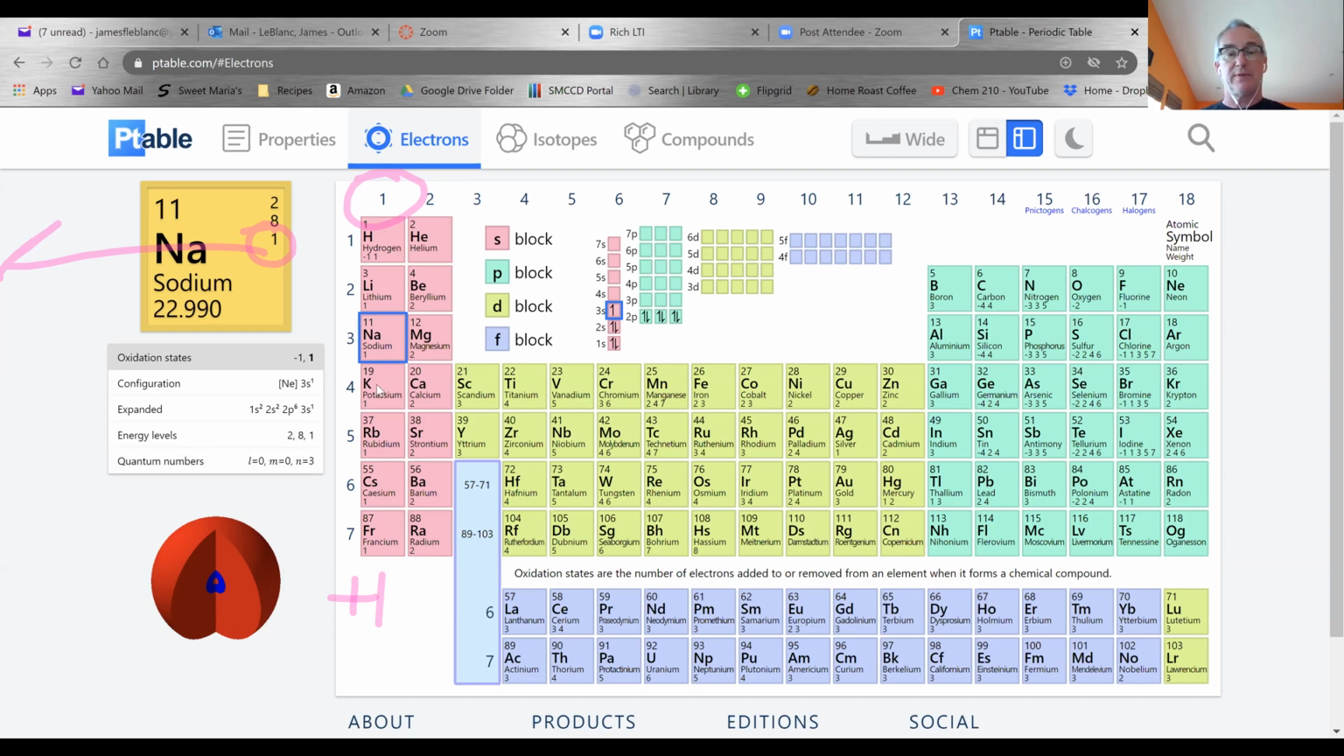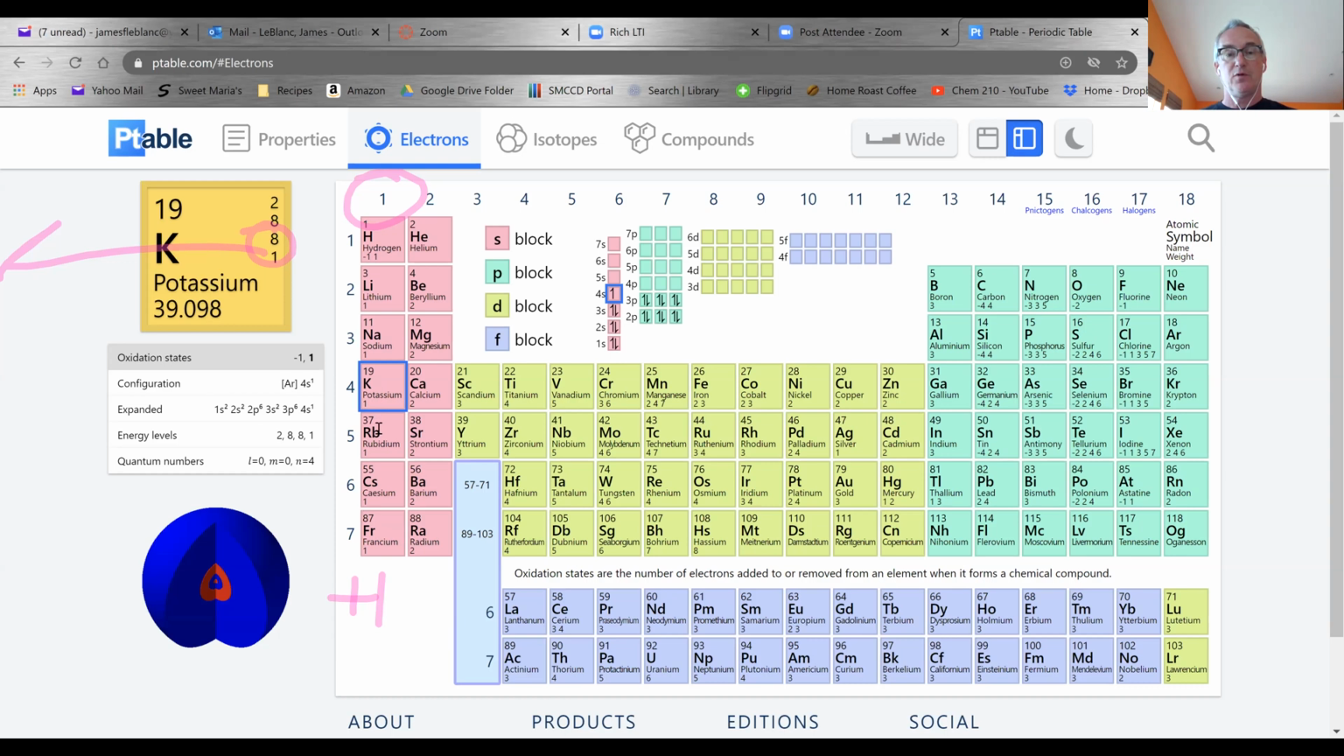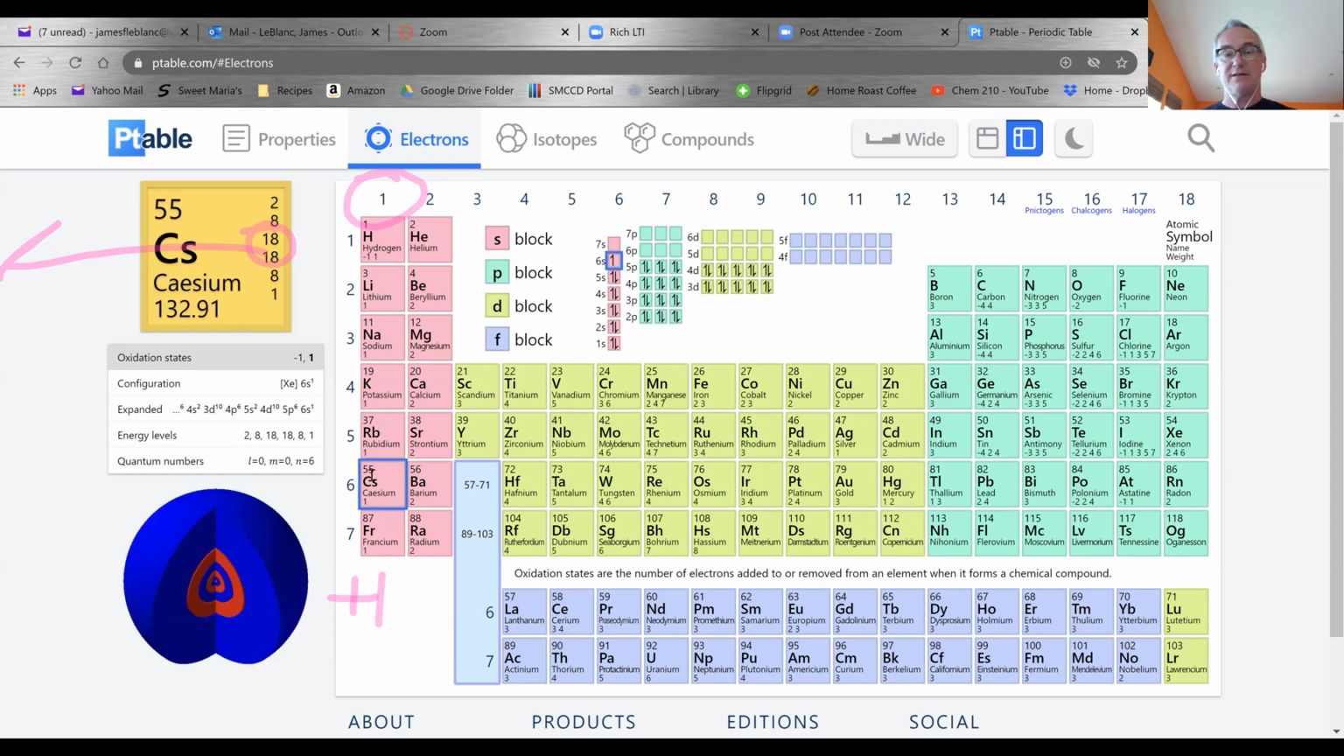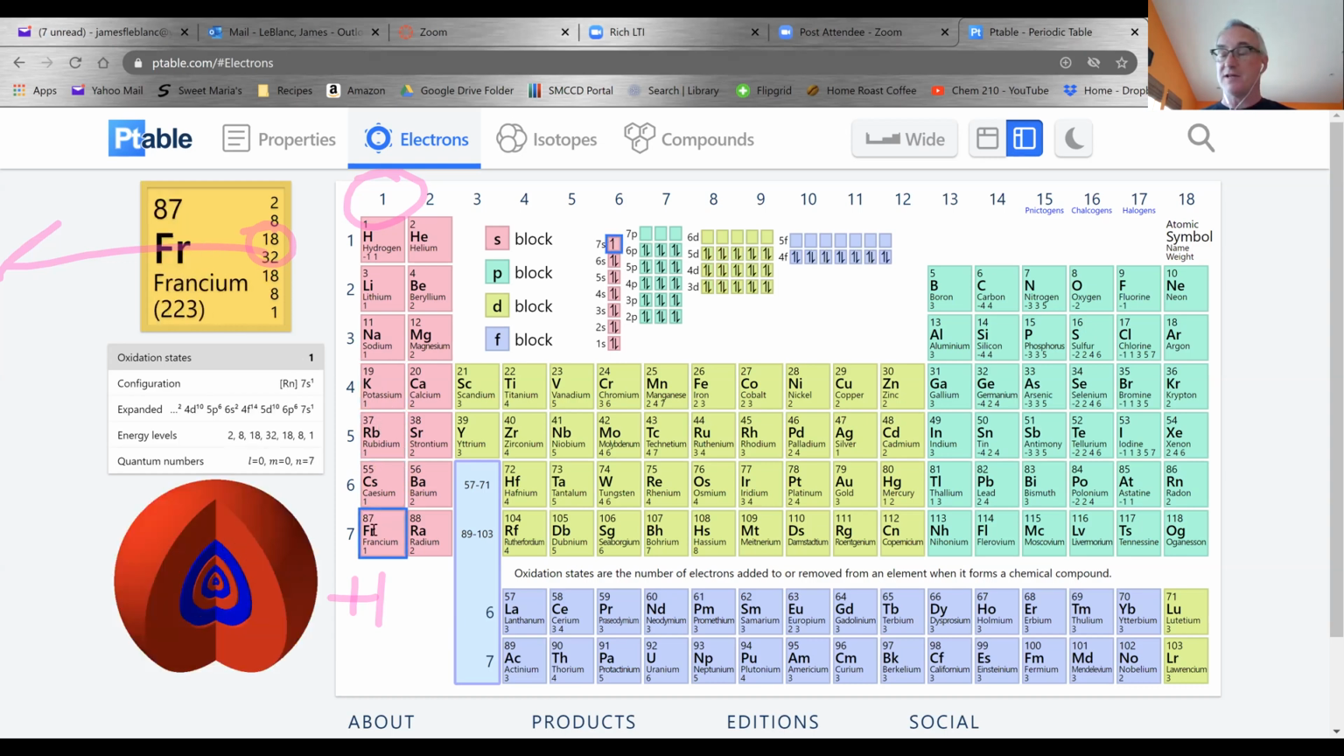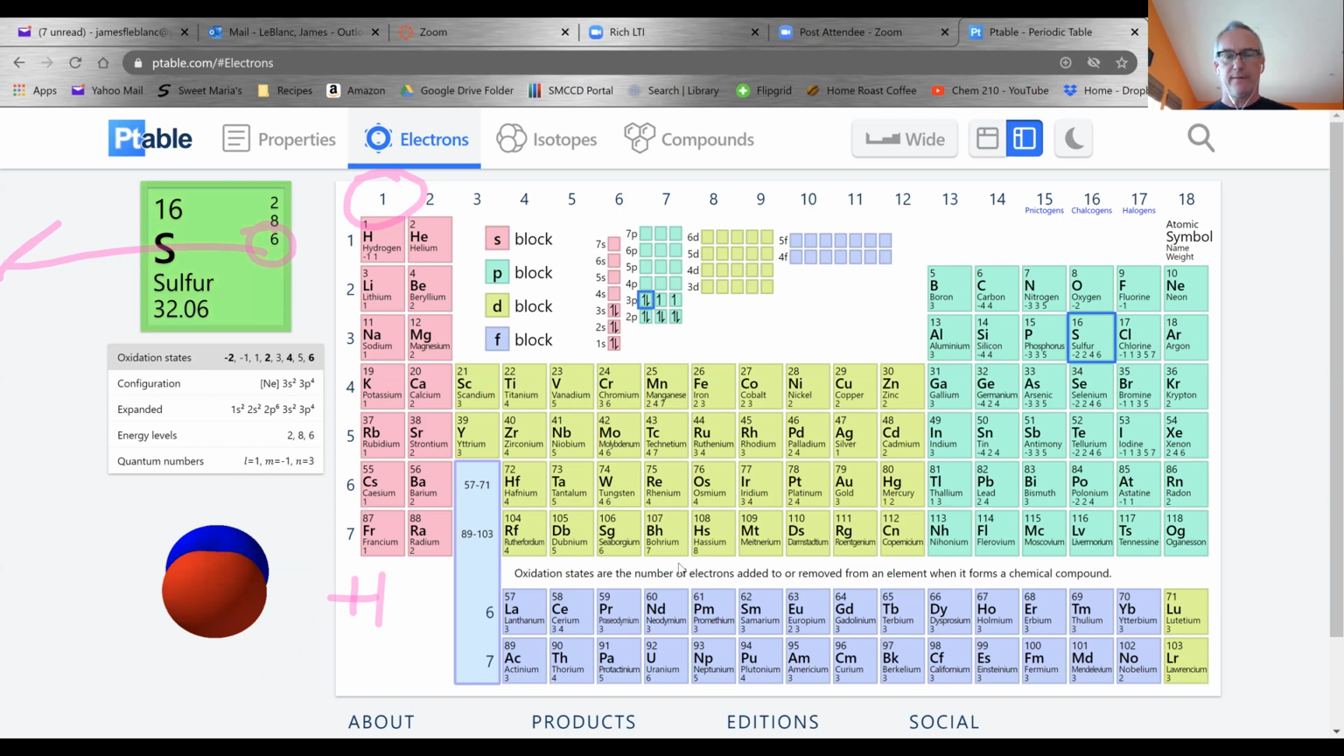shell. Look, potassium has 1, rubidium has 1, cesium has 1, francium has 1. So they all have 1 electron in the outermost shell, and they all lose that 1 to achieve stability, and they all have a charge of +1. But sulfur is a little different. Let's go over and find sulfur. Sulfur is way over there.